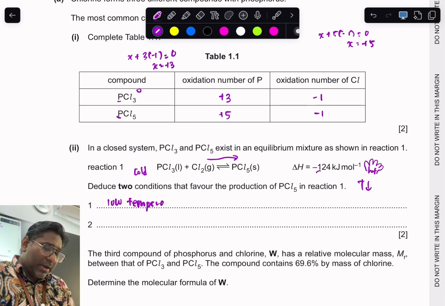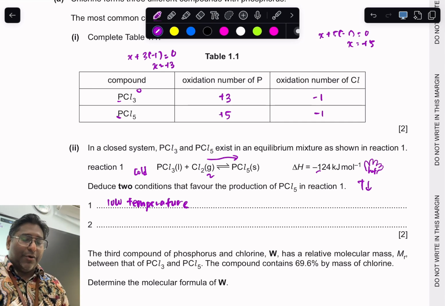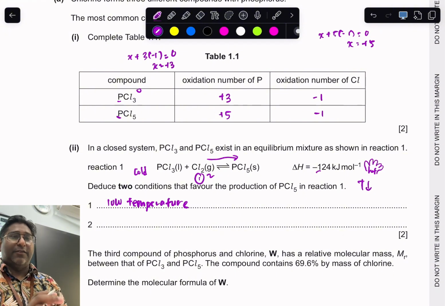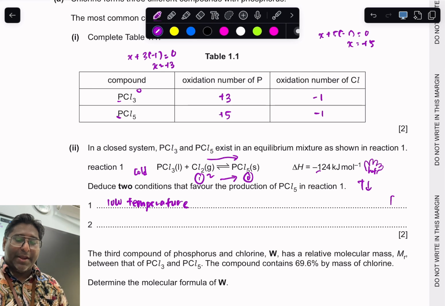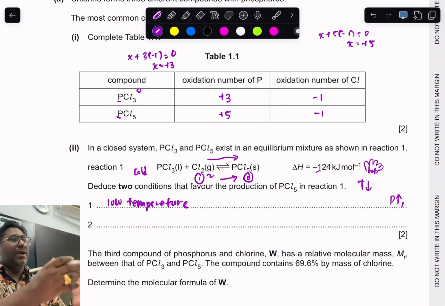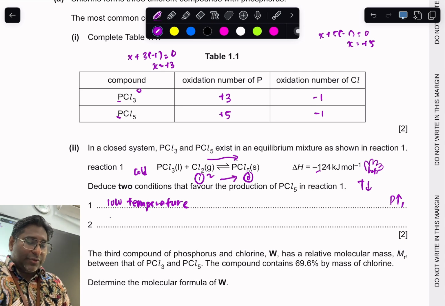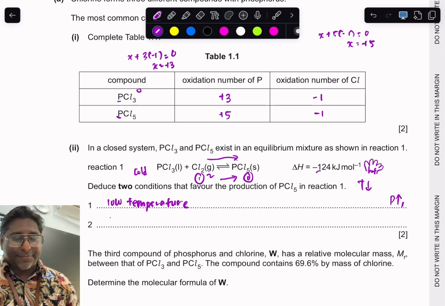Low temperature. Now, second, if we talk about pressure, we only look into gas. There is only 1 mole of chlorine over there, so it's 1 here. On the right hand side there is no gas, so it's 0. So we want it to move from 1 to 0, reducing the number of moles. You can do that by increasing pressure. If you increase pressure, according to LCP, pressure is lowered. You lower pressure by moving from more moles to fewer moles, which is valid for this case. So you need to have high pressure. These are the 2 conditions that will favor the production of PCl5 in reaction number 1.